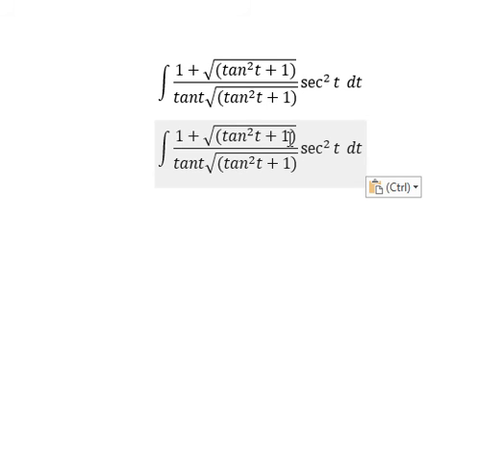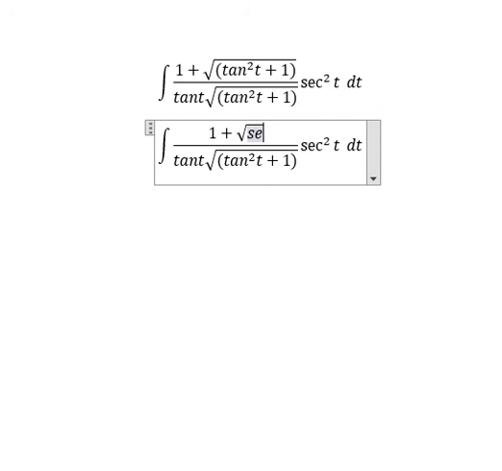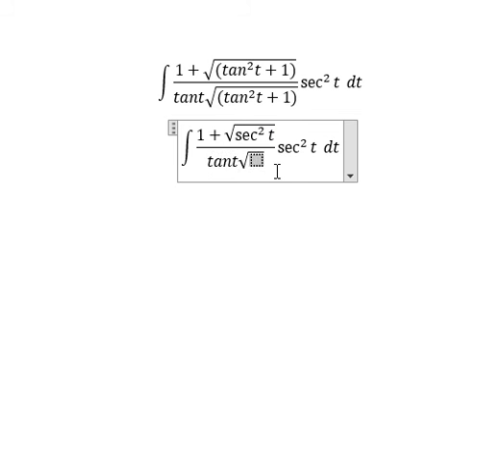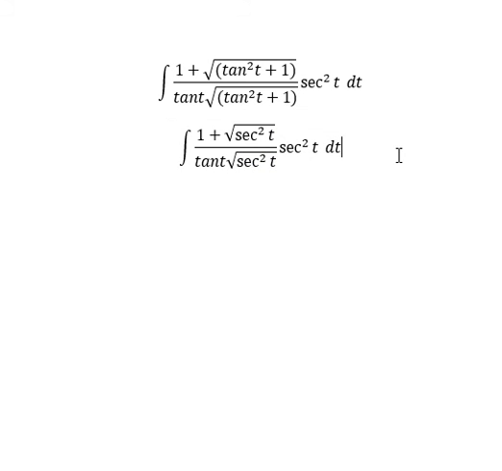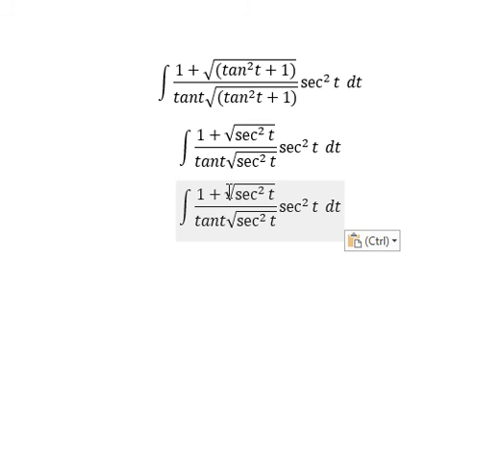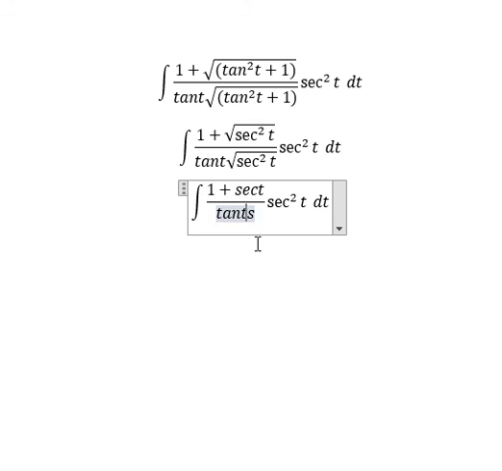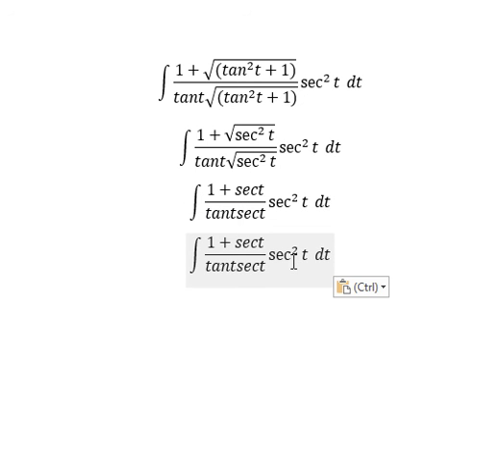Tan t square plus 1 we change for secant of t square. Similar for this one. This one, the square root of secant of t square, we have secant of t. This one similar secant of t. Secant of t divided by secant of t.